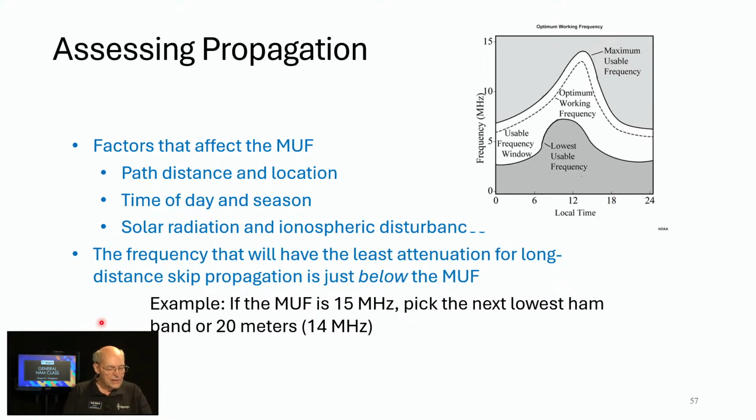Now the frequency that will have the least attenuation for long-distance skip propagation is just below the maximum usable frequency. I've got a bigger picture of this on the next slide, but here we've got the maximum usable frequency, and then the optimum working frequency is just a little bit below that. So if the MUF is 15 megahertz, pick the next lowest ham band, which would be 20 meters. If you knew that the maximum usable frequency was 15, which you can get from websites, and you were going for DX contacts, you'd probably want to start on 20 meters.